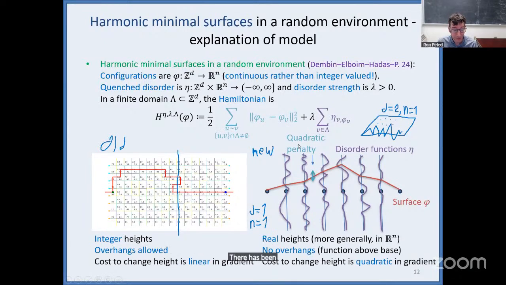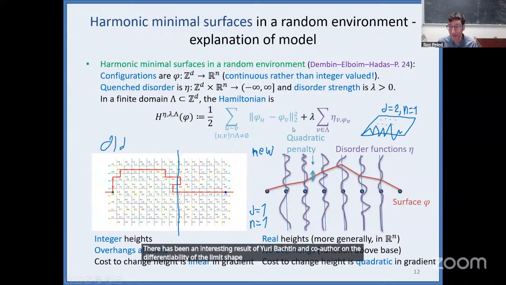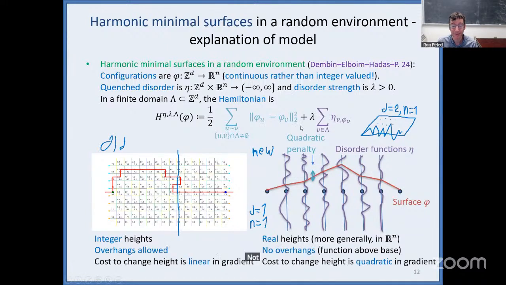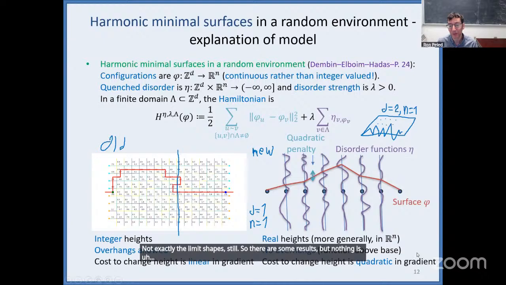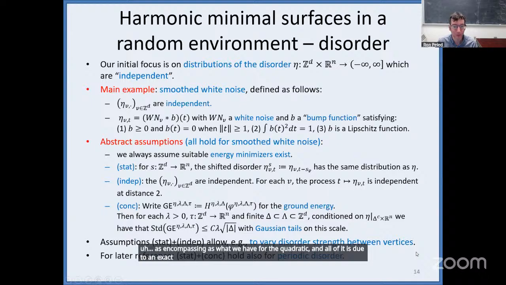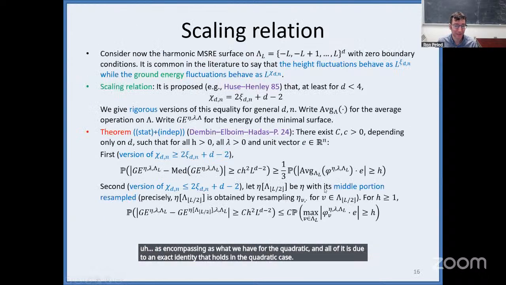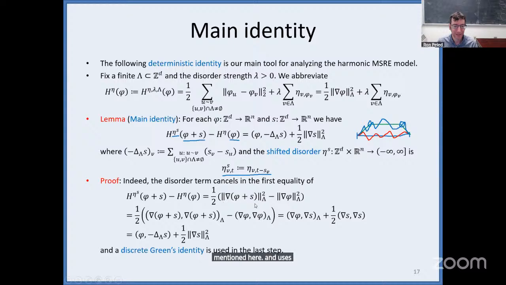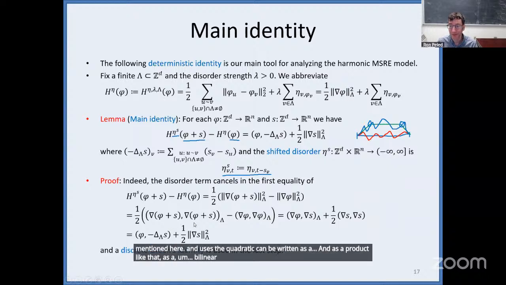There has been an interesting result of Yuri Bakhtin and co-author on the differentiability of the limit shape for certain other penalties, not exactly the limit shape still. So there are some results, but nothing as encompassing as what we have for the quadratic, and all of it is due to an exact identity that holds in the quadratic case mentioned here, and uses that the quadratic can be written as a product like that, as a bilinear function.